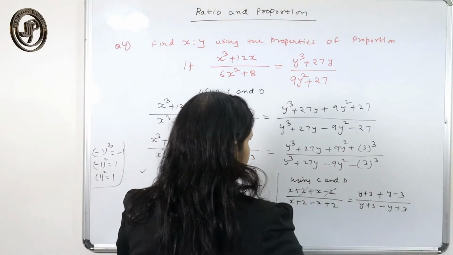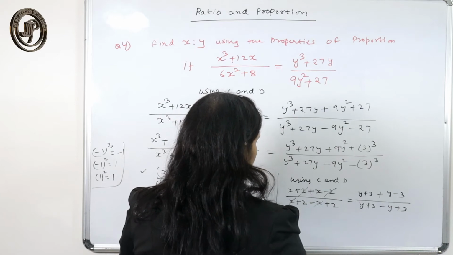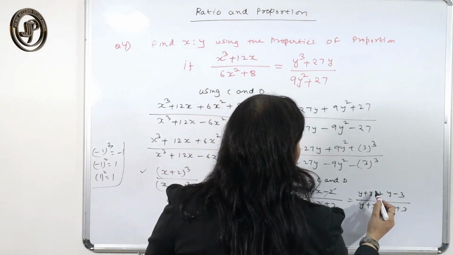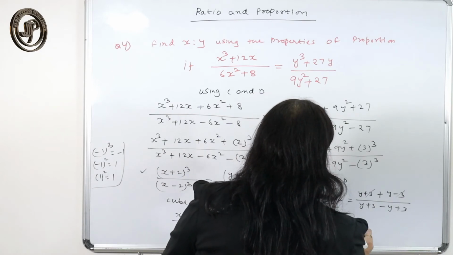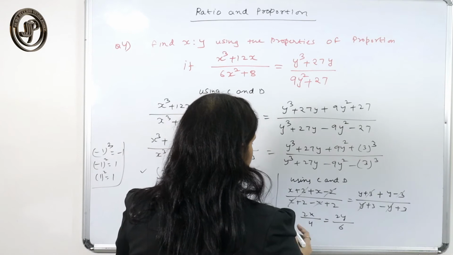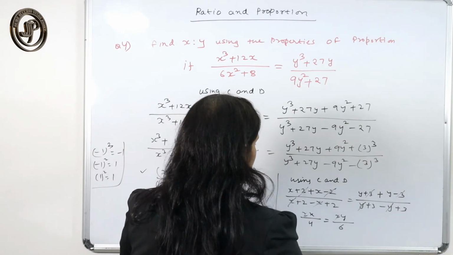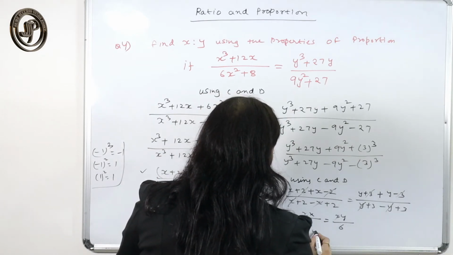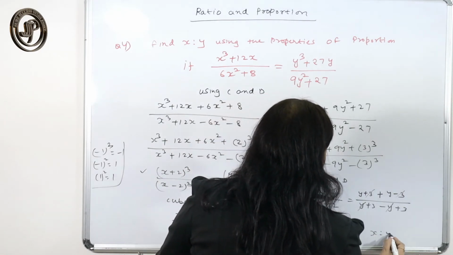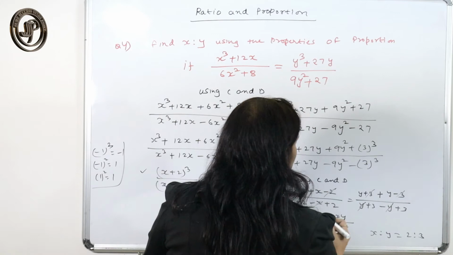So this will cancel out. Okay, so here it becomes 2x upon 4. Here 2y by 6, right? Now 2 and 2 will cancel out. x by y is 4 by 6, or 2 by 3. Therefore, x is to y is 2 is to 3.